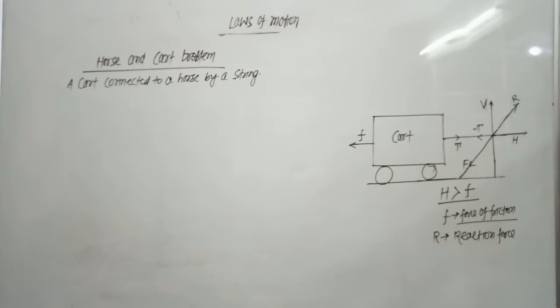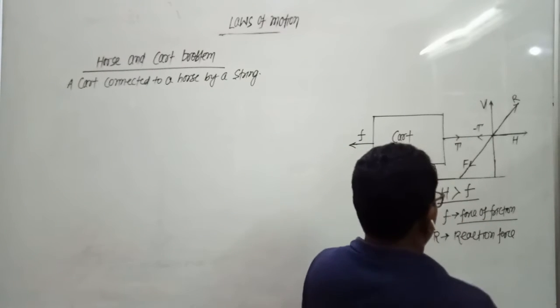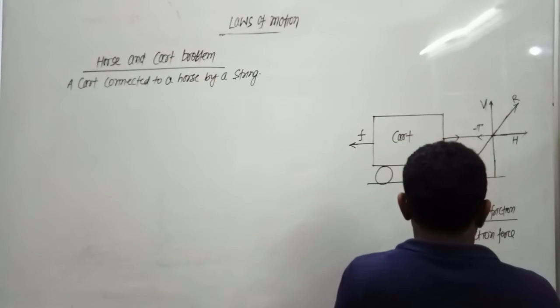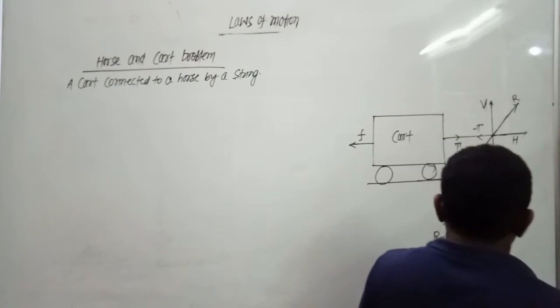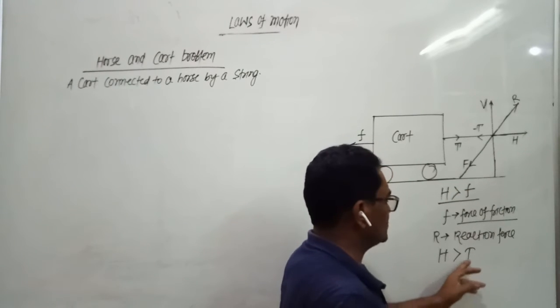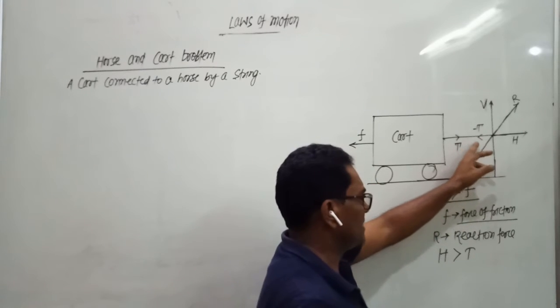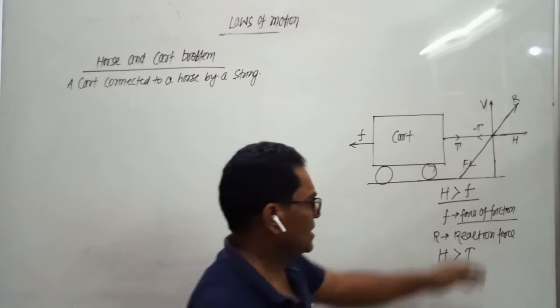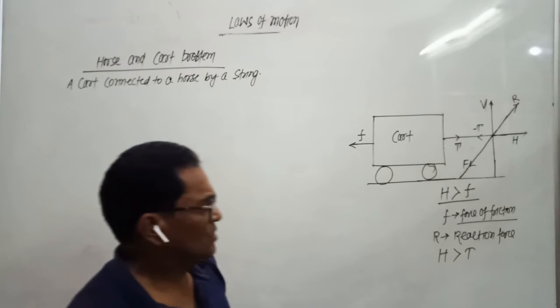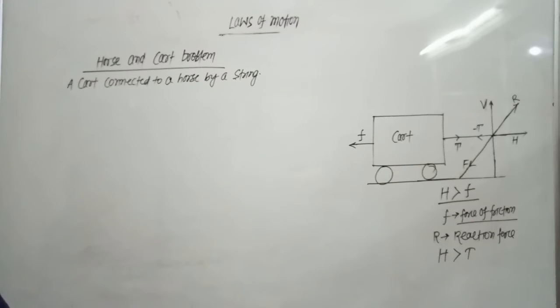Now, the horse moves forward when H is greater than the friction force, and also when H is greater than T. The applied force in the horizontal direction must also be greater than the tension force by which the cart pulls back on the horse.